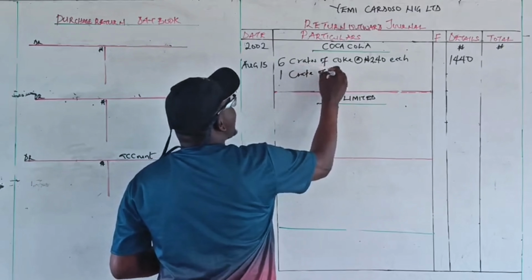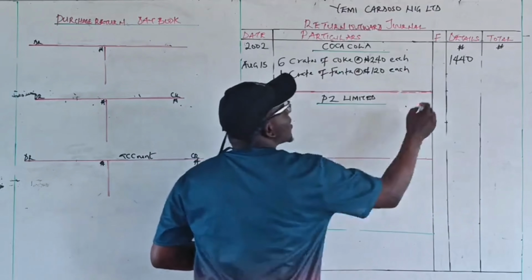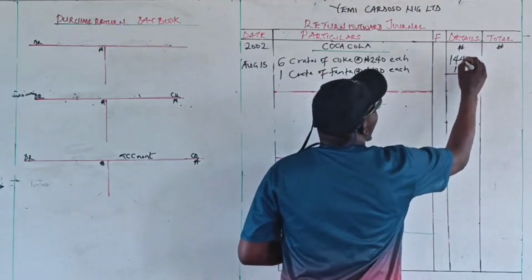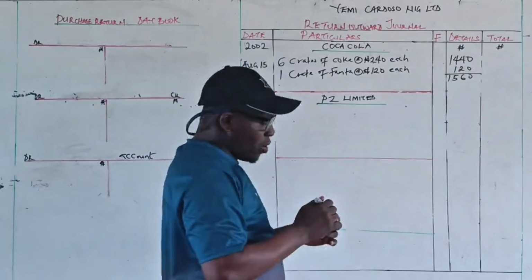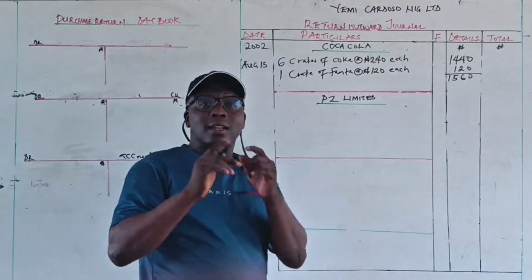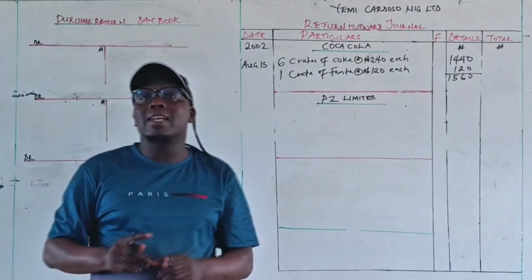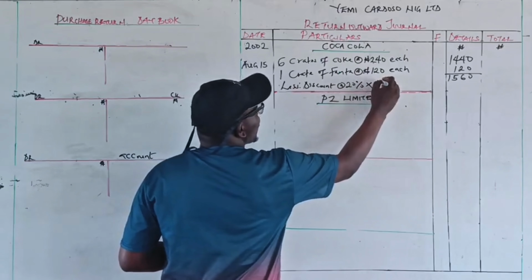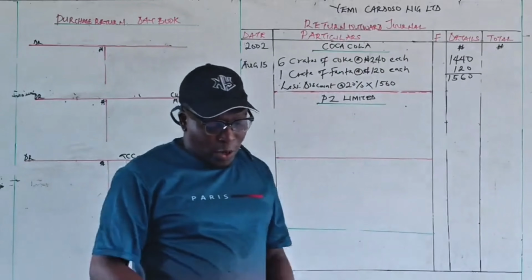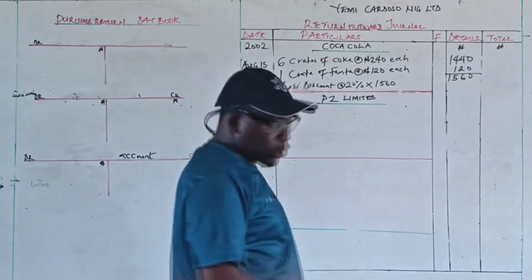1 crate of Fanta at the rate of 120 naira each on the same day. This gives us 120 naira. When we add up, we have 1,560 naira. Mind you, when we were buying from Coca-Cola at the first instance, these goods were charged at 20% discount. So when we are returning as well, we return back at 20% discount. So less discount at 20% of 1,560, which will give us 312 naira.